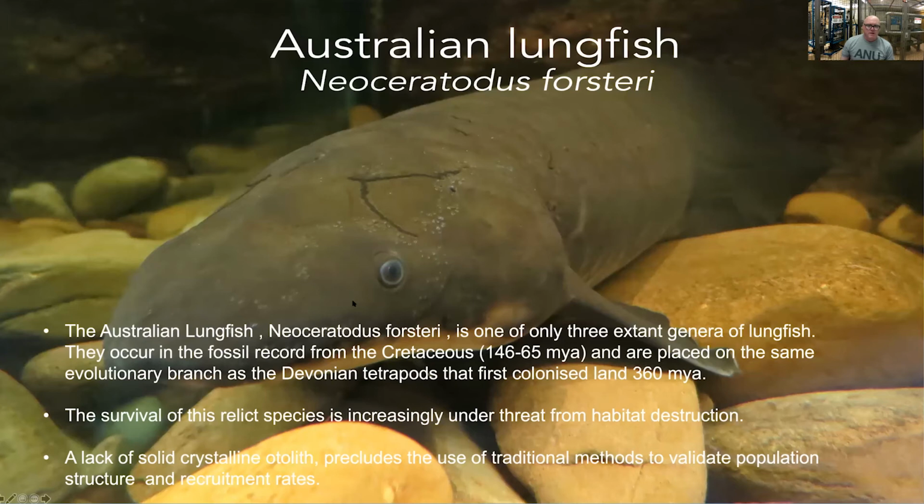Its habitat is increasingly under pressure because it lives in small tributaries and streams in southern Queensland, and building and changing water usage, building dams and things has really impacted its habitat. Traditional fish methods for aging use what's called an otolith.